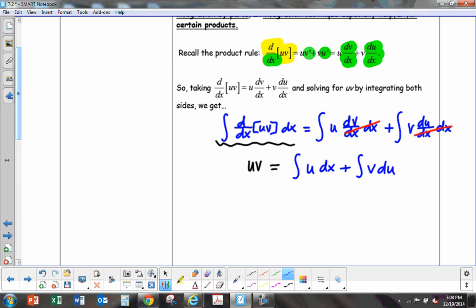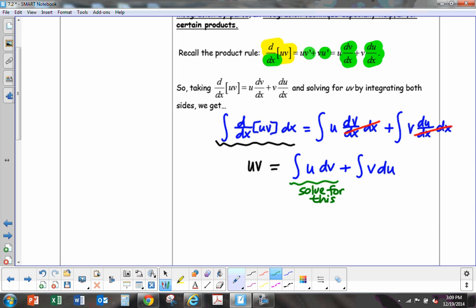Okay. At that point, if you scroll down a little bit on your page, your integration by parts formula is solved for the integral of u dv. Sorry, I miscopied that, I just miscopied from the line above. So if you look down at the formula below, it's solved for the integral of u dv. So we want to solve for this integral.